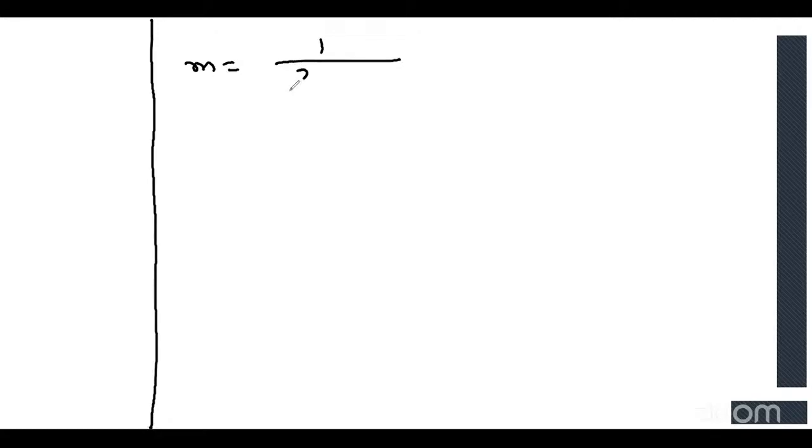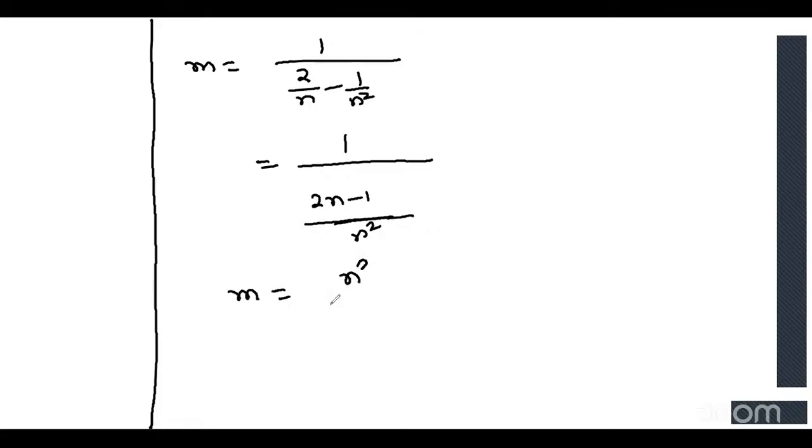m equals 1 by 2 by n minus 1 by n square. Take LCM, that is n square. It is 2n minus 1. So the number of planks required will be n square by 2n minus 1. Is it fine? Yes, sir. Okay, 1 minute.